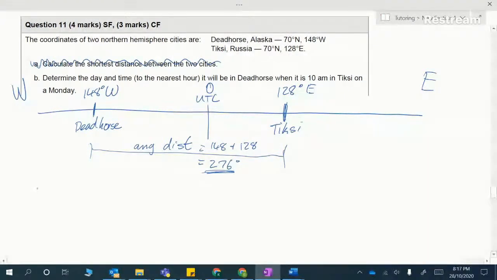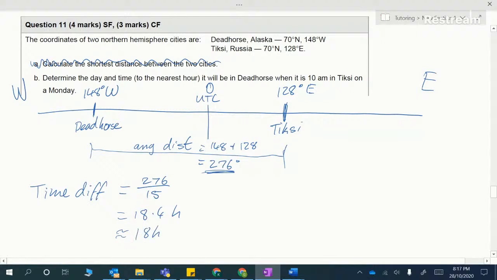Okay. So now the time difference is going to be 276 degrees divided by 15. Now, do we know why it's divided by 15? If you don't, I'll explain in just a second. Okay, we divide by 15.